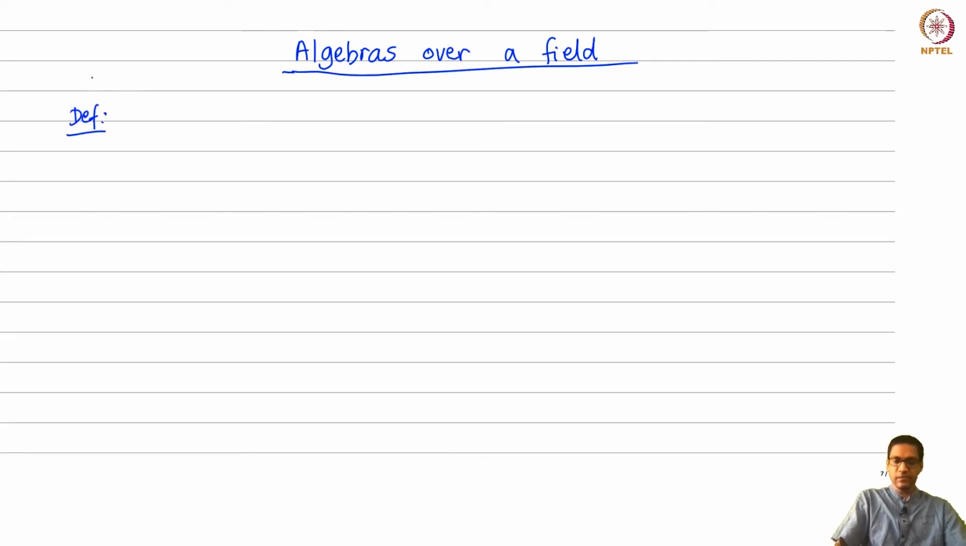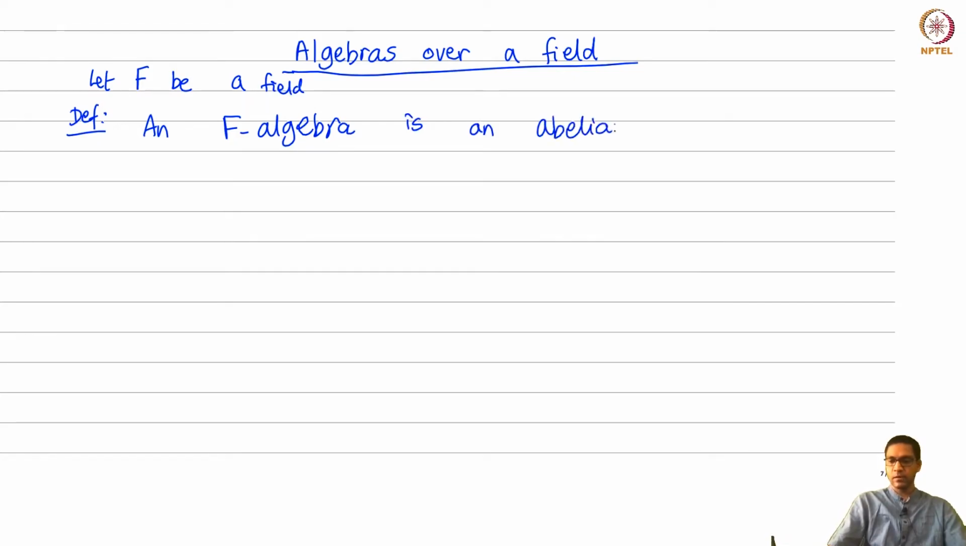Let F be a field. So let's fix a field F. An F algebra is an abelian group R, we say R plus, together with a multiplication.